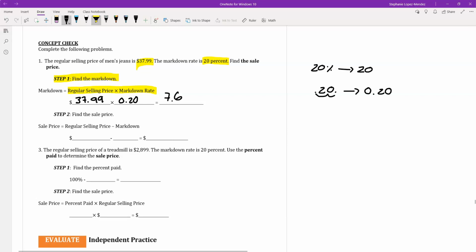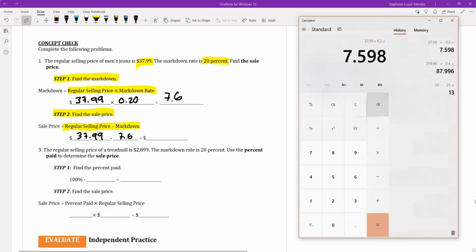Now on our step number 2, we need to find the sale price. We need to find the sale price by using one of the new formulas for this section, which is the regular selling price minus the markdown. Right? So our regular selling price is $37.99 minus the markdown, which is the amount we just found, 7.6. And we go to our calculator.